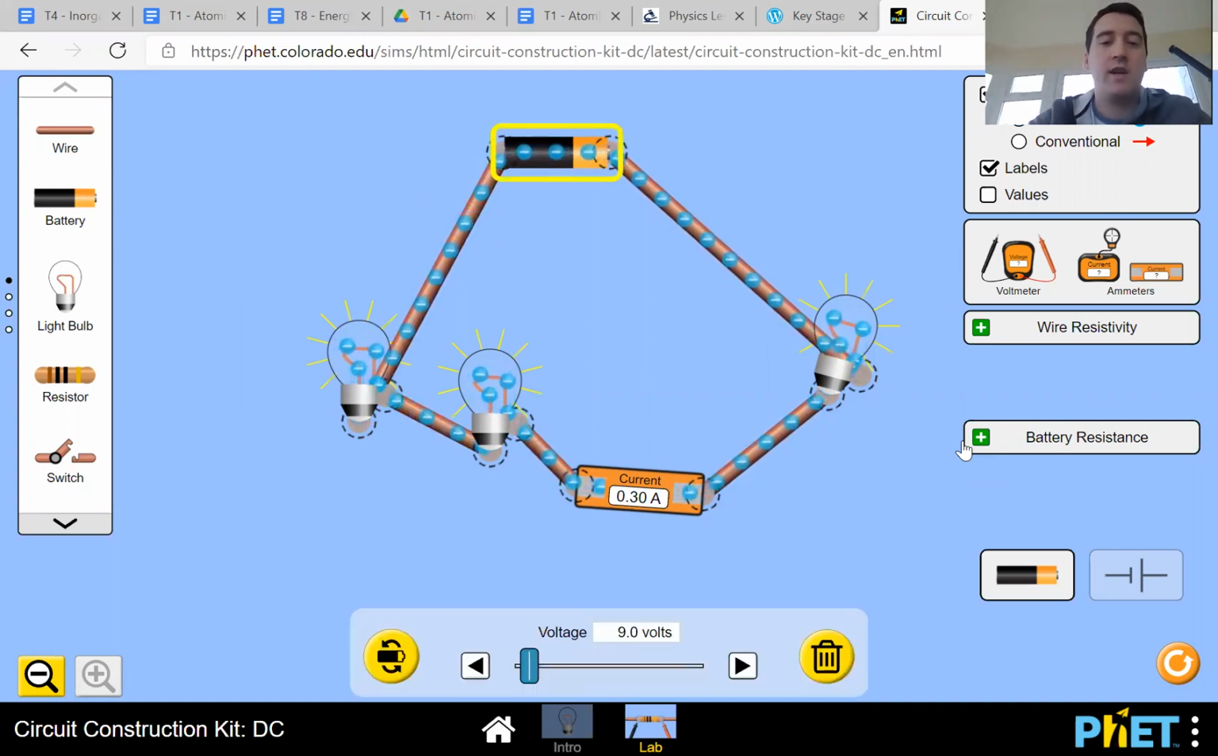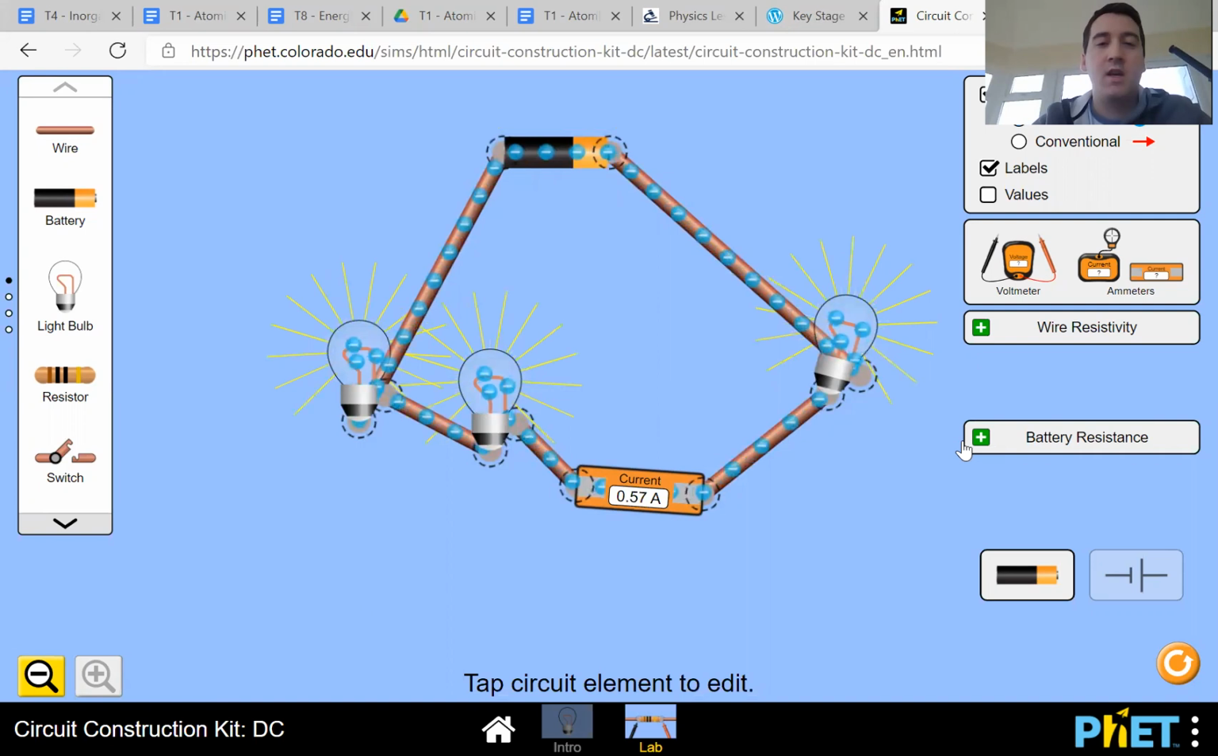I can also, guys, change the voltage of the battery. I'm going to put more volts in here. Watch what happens to the current. Now we're going to take a stronger look at this relationship in a future video. But as you can see, if I increase the voltage, I increase the current.